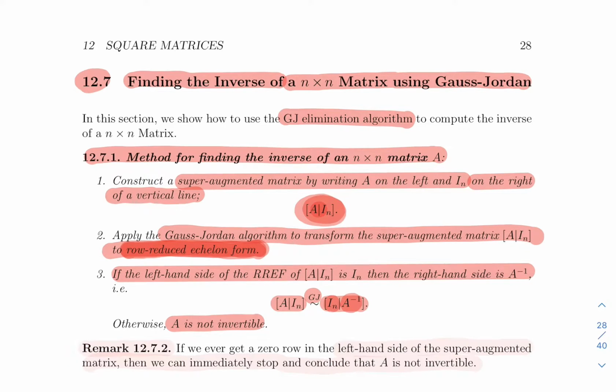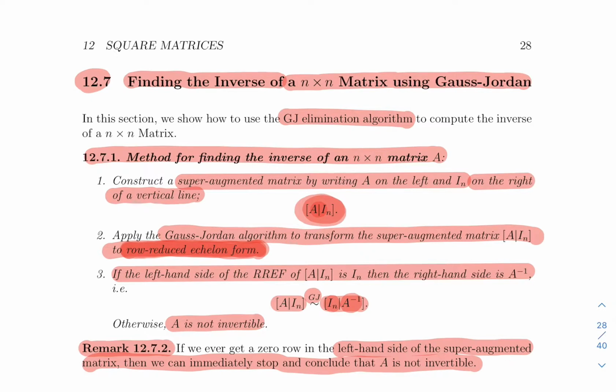And so normally what happens, and you'll see this with my first long example, is if you are doing Gaussian and at some point on the left hand side of the super augmented matrix you get a row of zeros, then A is not invertible, and you can stop. You don't need to put it in row reduced echelon form because the goal is to compute the inverse.